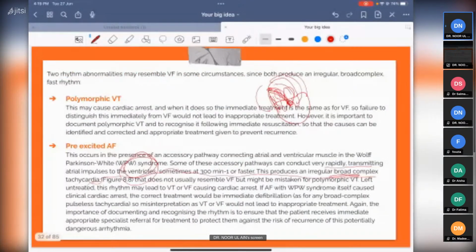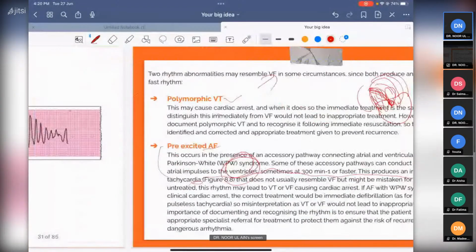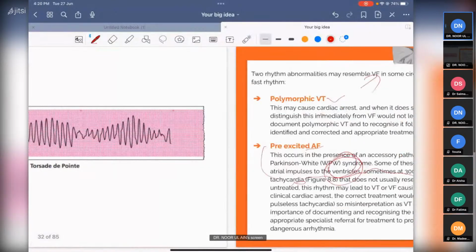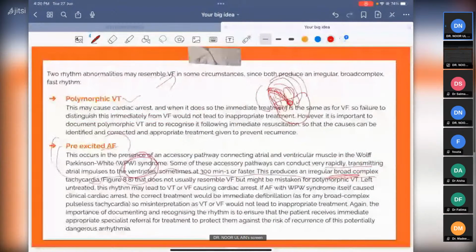Right, so Wolf Parkinson, we are talking about two conditions: polymorphic VT, which resembles a VF, and a pre-excited AF, which is Wolf Parkinson White syndrome. Okay? Polymorphic VT was this, and yes, it does resemble a VF. The next thing is a pre-excited AF, which is Wolf Parkinson White syndrome.